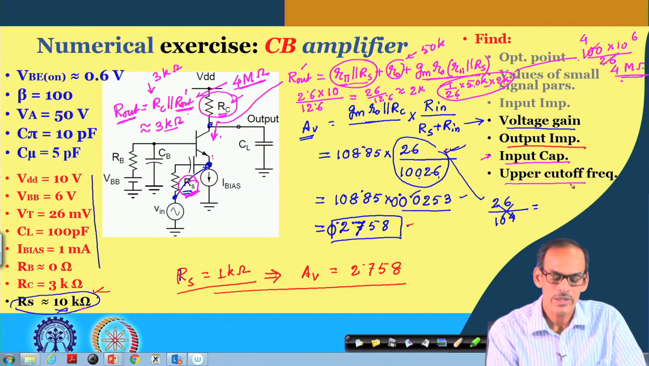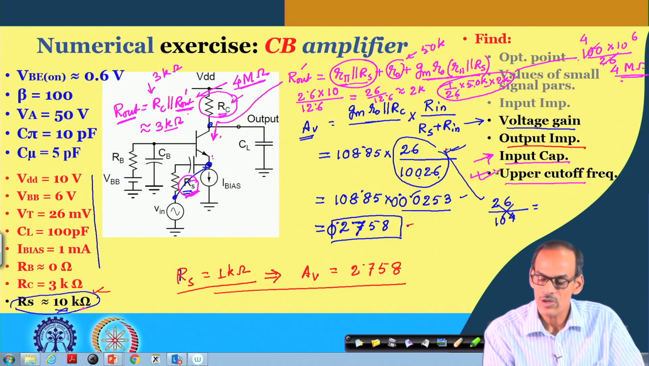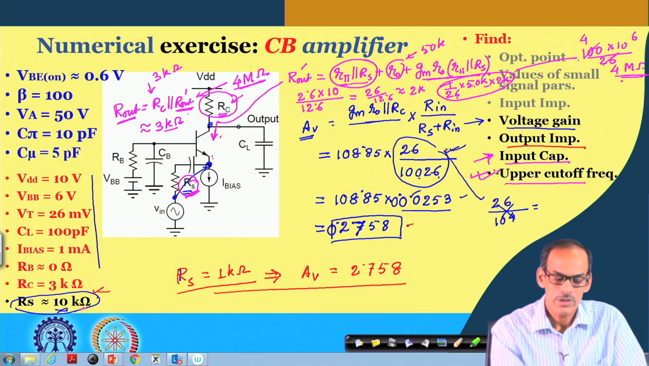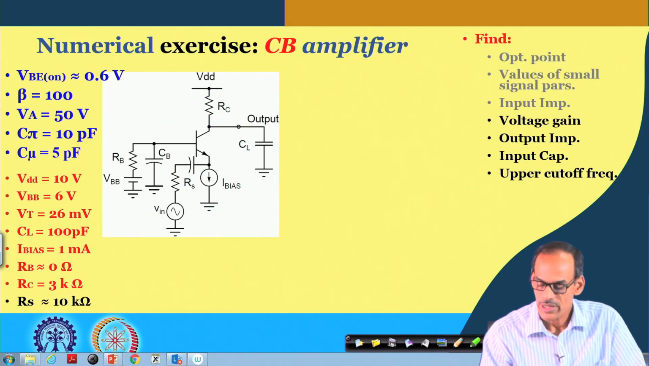Now, the other thing we can observe is the input capacitance and upper cutoff frequency. In particular, the input capacitance is not getting changed, but the overall upper cutoff frequency depends on the R S. So, let me clear this board and then rewrite with a different color.